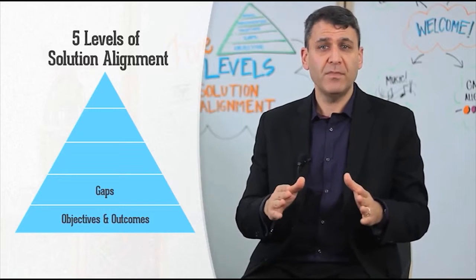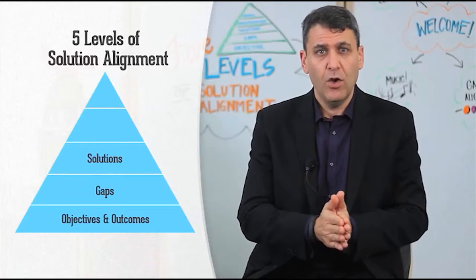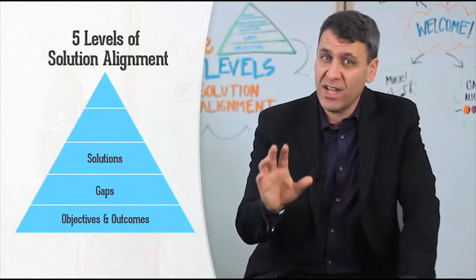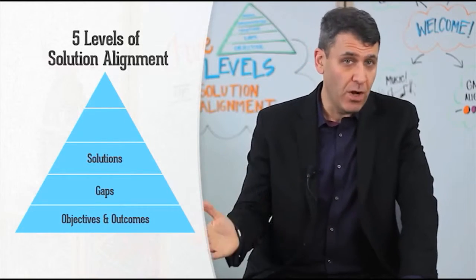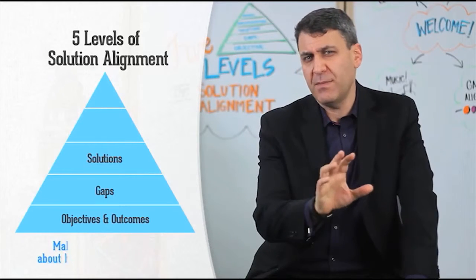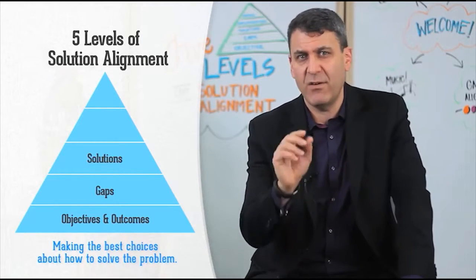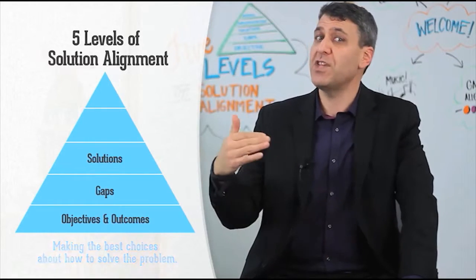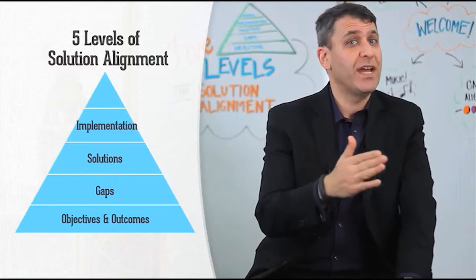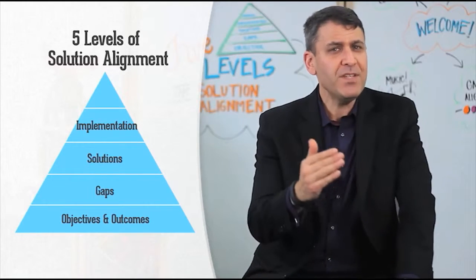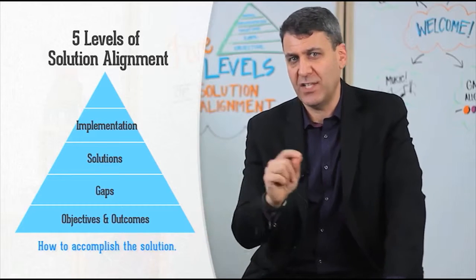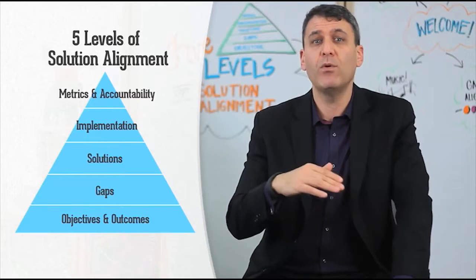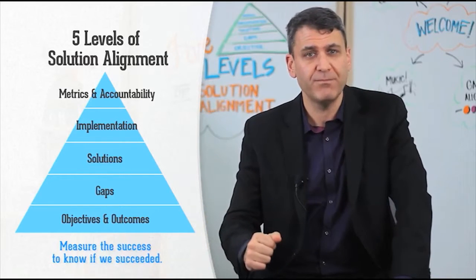So then the third step is solutions. Once a group has agreed on a problem, it doesn't necessarily mean they agree on how to solve the problem. And of course, there are often multiple possibilities. So this step is about making the best choices and gaining consensus around how we will solve the problem via some sort of solution. The fourth step is implementation. We might all agree on the solution we want, but perhaps not on how to actually accomplish it. That's what this step is about. And then the last step is metrics and accountability. How we will measure success. How will we know if we've succeeded?